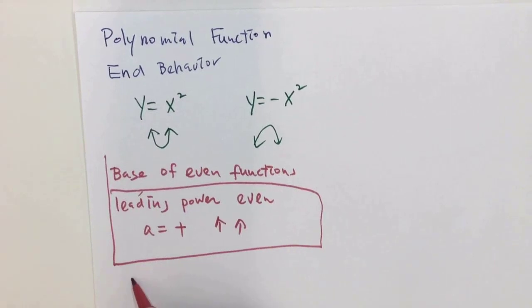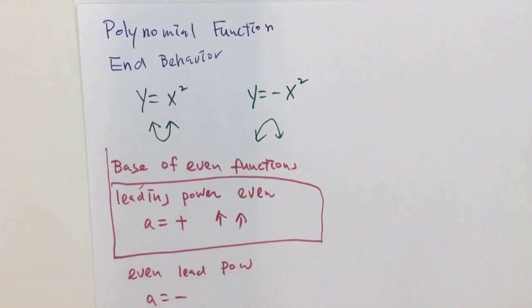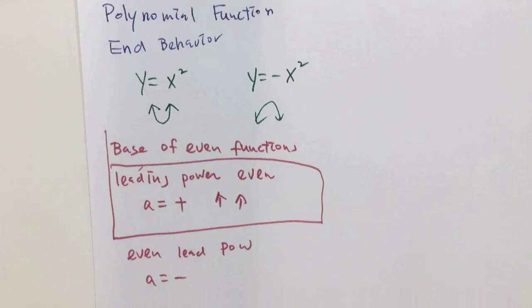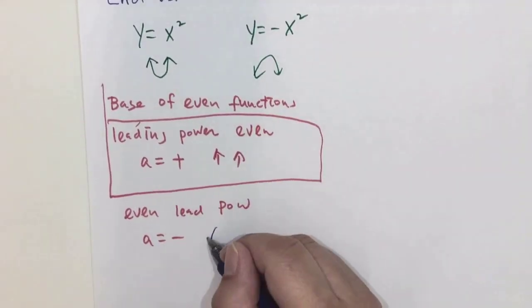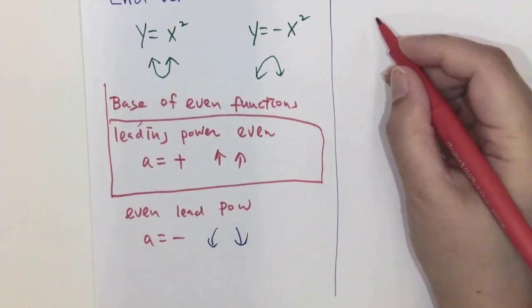How about if it's even leading power and a is negative? Your n is going to be both sides down. So that's for the even, right? How about if you have odd powers?